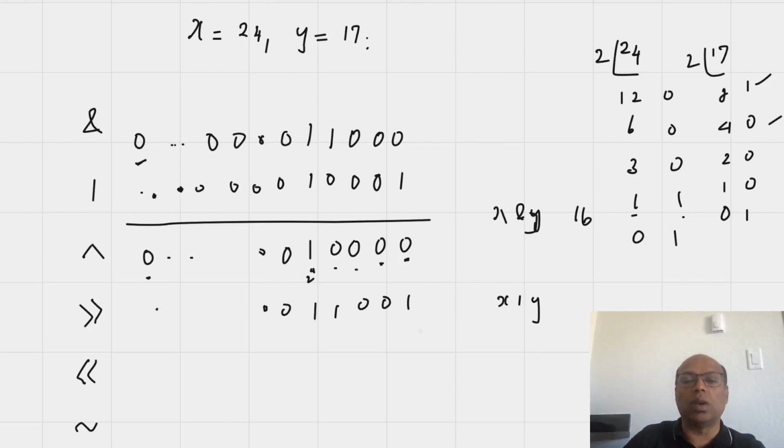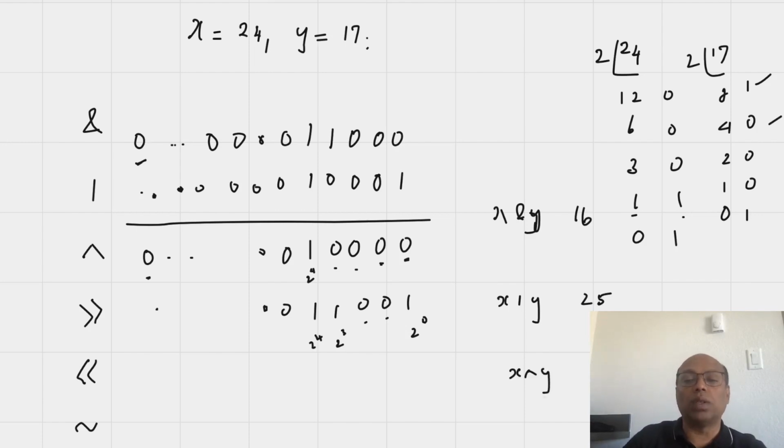This is 2 raised to 0, 2 raised to 1, 2 raised to 3 and 2 raised to 4. 2 raised to 4 is 16. 16 plus 2 raised to 3, which is 8, is 24. Plus 1 is 25. Now what will happen with x exclusive or y?